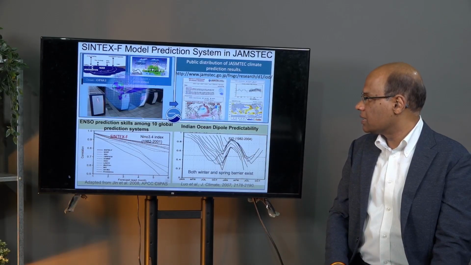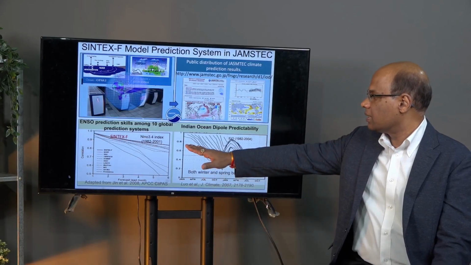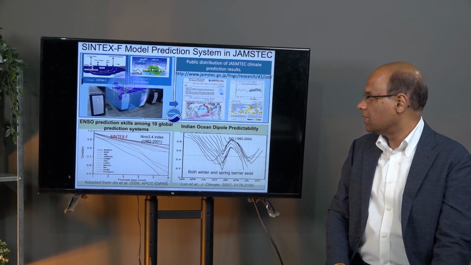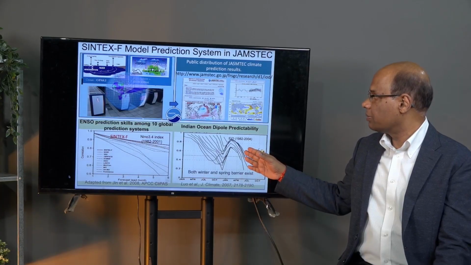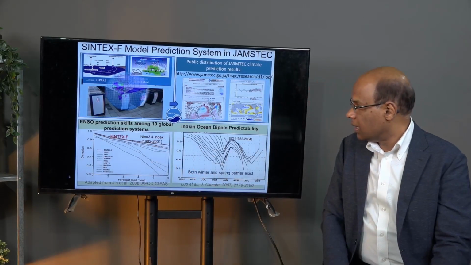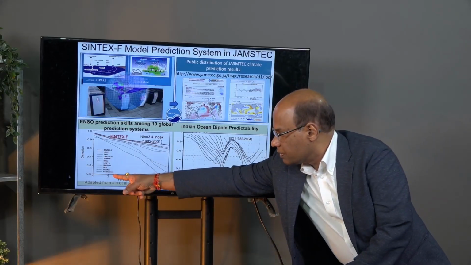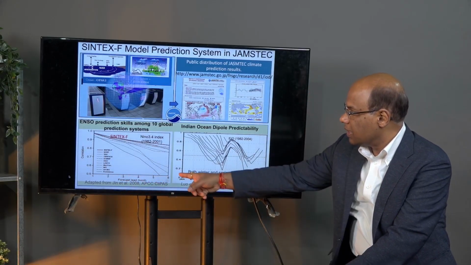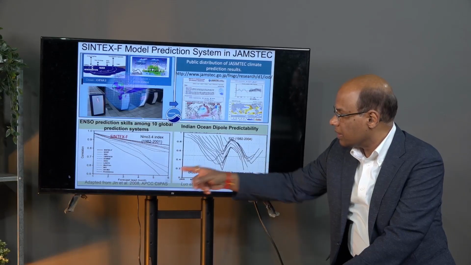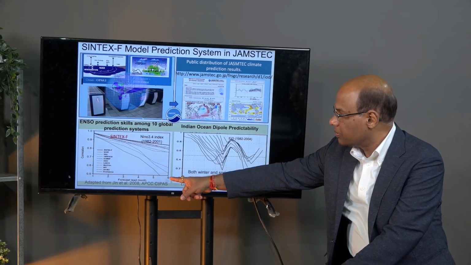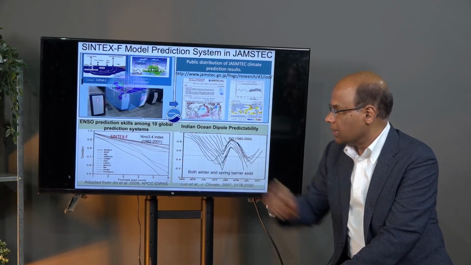These are one of the best models in the world to predict the El Nino and the Indian Ocean dipole. I'll come to the Indian Ocean dipole later. You can see that for the El Nino, these are the lead months of the forecast. For example, if you start this month, and this month is January now, the forecast will tell you up to July what the El Nino condition will be.